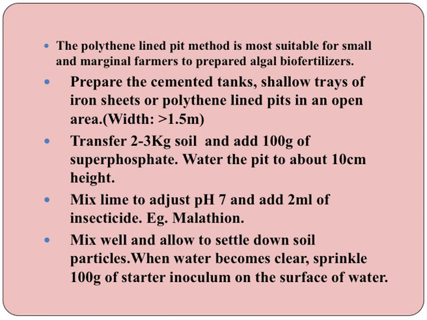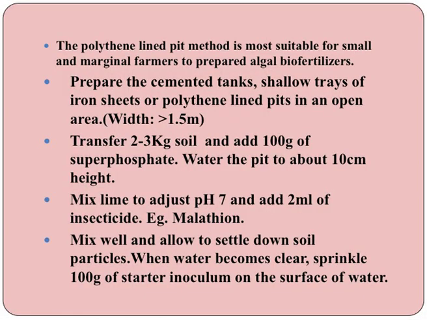Mix lime to adjust pH to 7 and add 2 ml of insecticide, that is malathion. Why use malathion? This malathion kills the mosquito larvae in the open pond system or the closed ponds. Mix well and allow the soil particles to settle down. When the water becomes clear, sprinkle the starter inoculum.